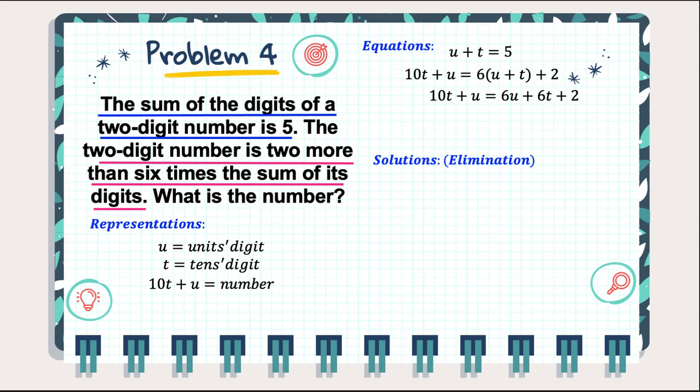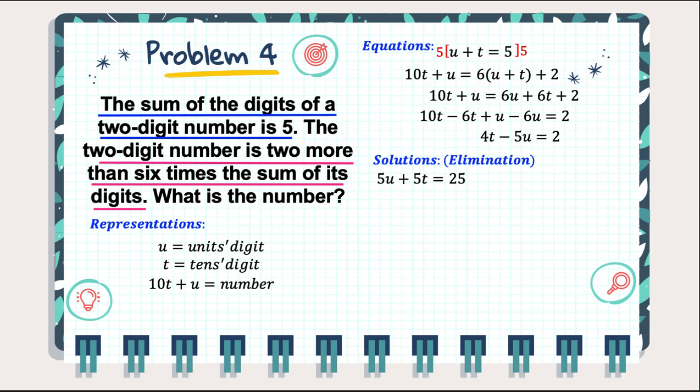So that will be 6u plus 6t. And then simplify by transposing 6u and 6t to the other side of the equation. So that will be 10t minus 6t plus u minus 6u equals 2. Combine like terms, so we have here 4t minus 5u equals 2. To eliminate u, I'm going to multiply both sides of the first equation by 5. So as I multiply the first equation by 5, that will now be 5u plus 5t equals 25.